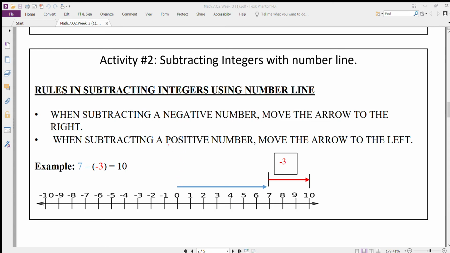So when you subtract a number, it's basically the same as adding its opposite. So we're adding the opposite of 3. Instead of subtracting, we can add. That's basically it. So here's the subtraction rule. To subtract an integer, we add its opposite.